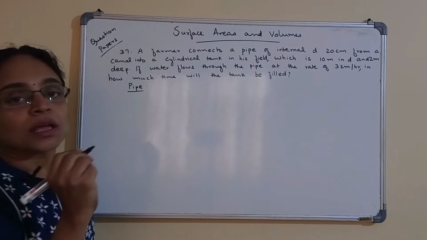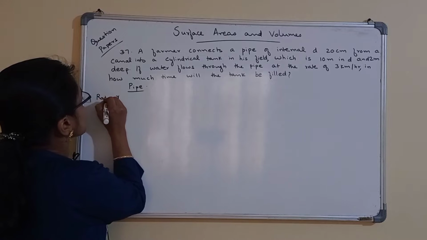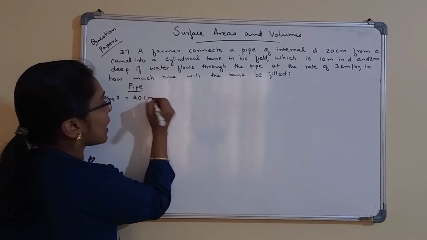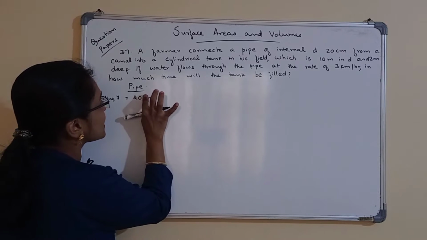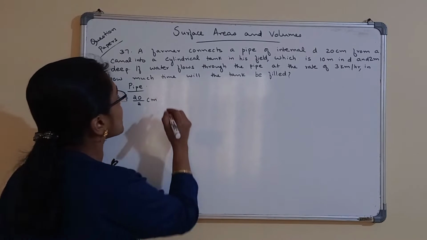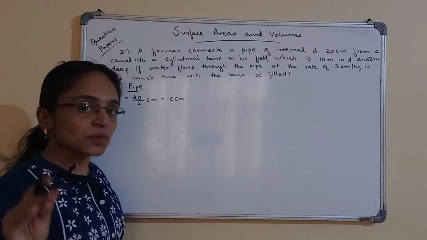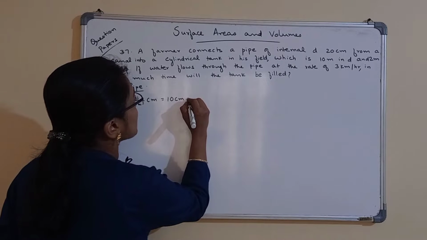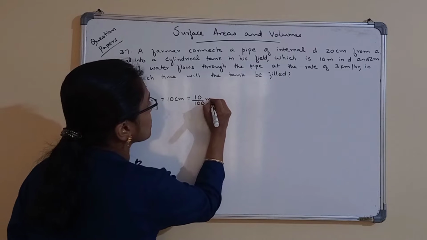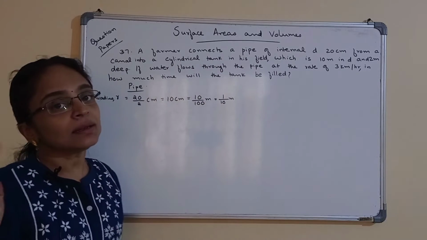And for the pipe, radius, we can take it as small r. Radius r is equal to 20 centimeter, but we have to convert that to meter. R is not 20 centimeter, it is 20 by 2 centimeter because diameter is given as 20 centimeter. So, r is 20 by 2 centimeter, which is 10 centimeter, and it can be converted to meter as divide by 100, which is 10 by 100, and that is equal to 1 by 10 meter. So, radius of the pipe is 1 by 10 meter.